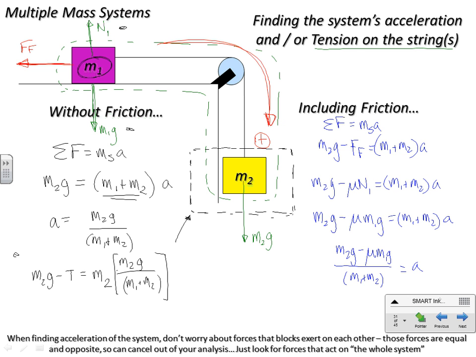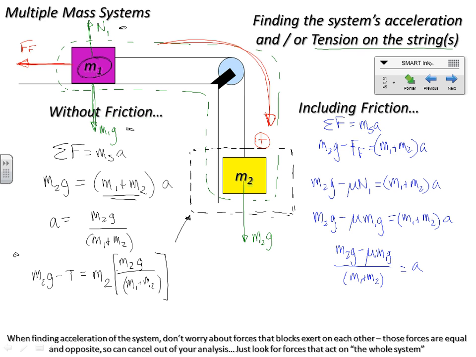Same thing would happen over here. It's actually the same exact phrase: M2G minus T equals M2 times this A. A little different A, because now we have friction: M2G minus mu M1G over the sum of the masses. Again, I'll assume that you can write an expression for T. Just do the little bit of algebra.